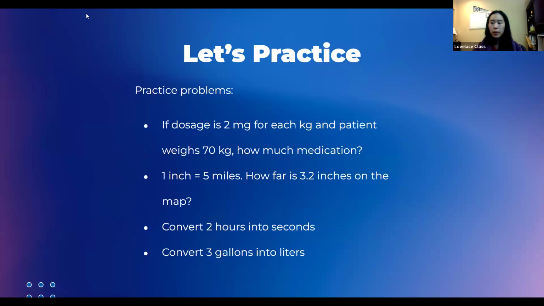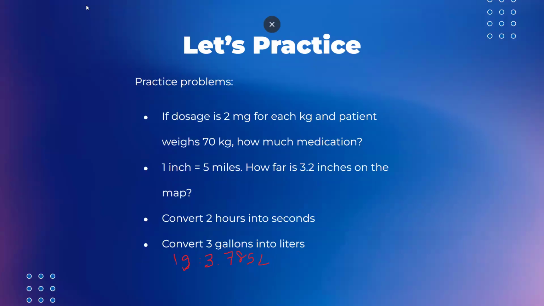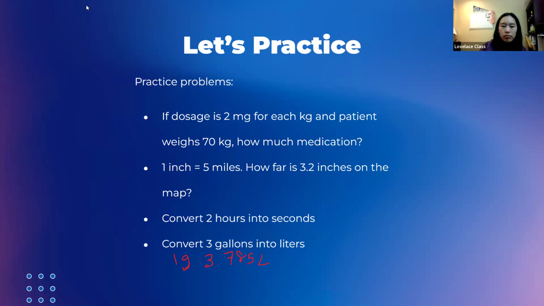I'm just gonna call people who haven't spoken. Darlena, would you want to answer a problem? Just choose whatever problem you want to answer. Can I answer the first problem? Yeah. So the answer that I got is 140 mg because I did 70 times 2. Okay, good job. That's the correct answer.